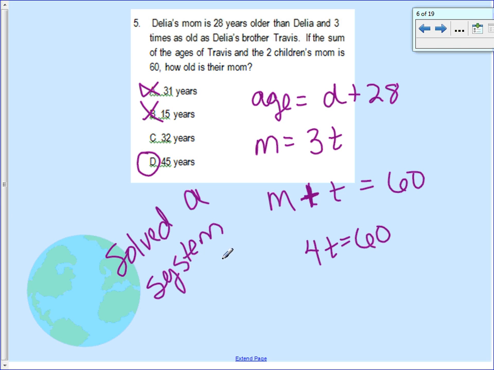Is there an easier way to solve that? Process of elimination, working backwards, writing the equations to solve. If you want me to go over it with you step by step, stay with me after school.